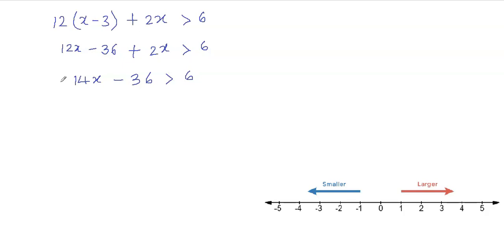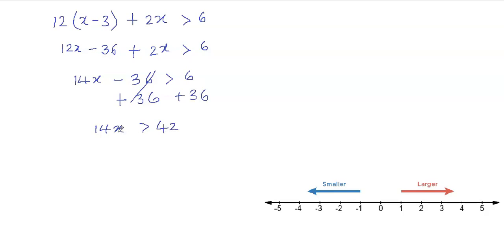Now the third step is we're going to use the inverse operation to isolate our variable x. First of all, we're going to undo subtraction. What is the opposite of subtracting 36? The inverse of subtracting 36 is adding 36 on both sides. Now negative 36 and positive 36 is going to be 0, so I have 14x left on the left-hand side. On the right-hand side, 6 plus 36 is going to give me 42.